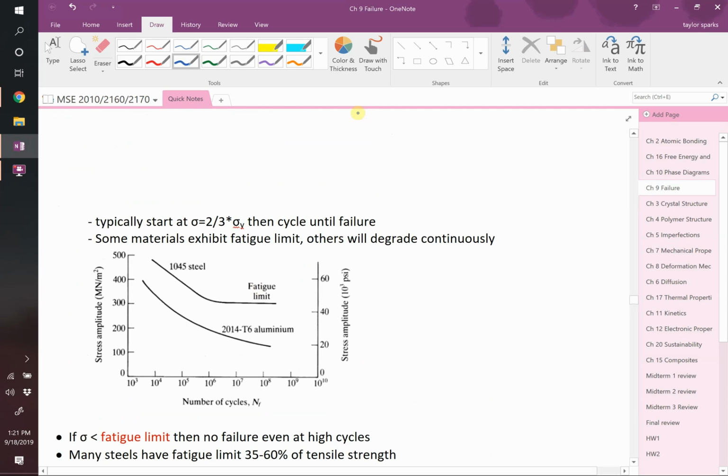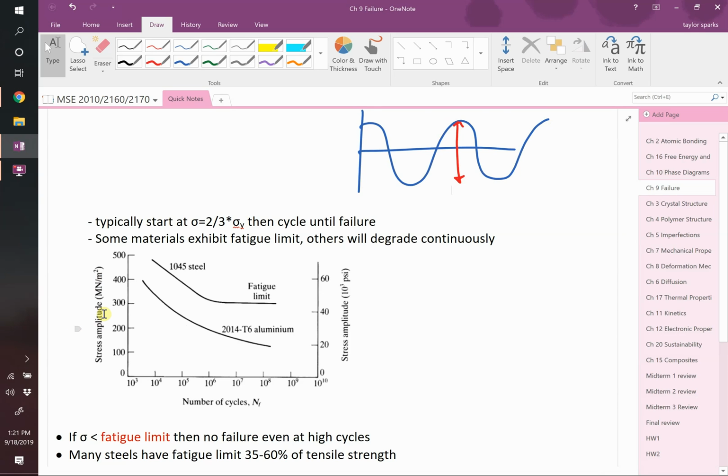An amplitude is, if I've got an alternating stress, something like this, what's the amplitude? Yeah, it's like peak to trough. That's our amplitude. Okay? So the amplitude is what is plotted here on the y-axis. If this is offset from 0, you could still have the same amplitude even though this whole thing's offset, as a function of number of cycles, NF.